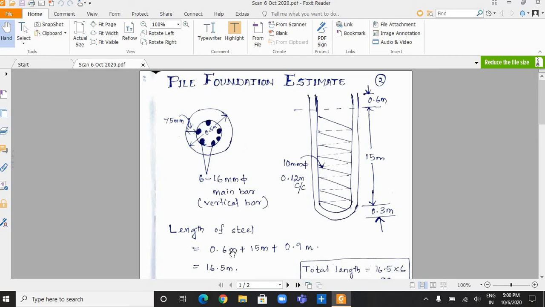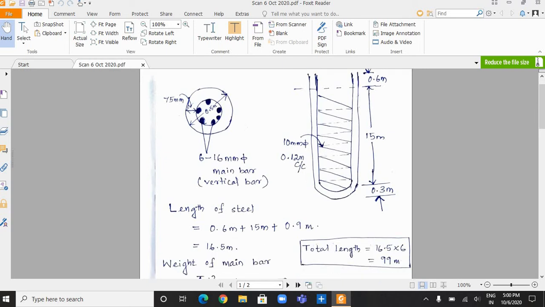Okay, so the length of the steel would be 0.6 meter plus 15 meter plus 0.9 meter, which equals 16.5 meter, and the total length of the steel would be 16.5 multiplied by 6. Why 6? Because 6 vertical bars are provided. So this would be 99 meter. So the total length of the steel is 99 meter.